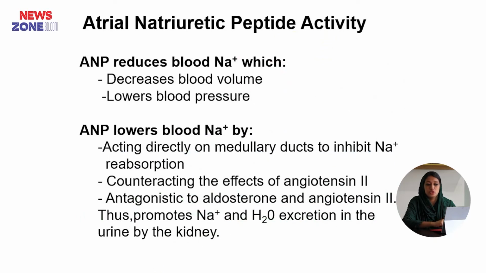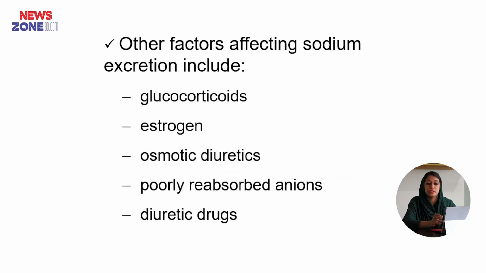Atrial natriuretic peptide reduces blood sodium concentration, which decreases blood volume and lowers blood pressure. Atrial natriuretic peptide lowers blood sodium ion by acting directly on the medullary duct to inhibit sodium reabsorption, and counteracting the effect of angiotensin 2. It is an antagonist to aldosterone and angiotensin 2, thus promoting sodium and water excretion in the urine by the kidney. Other factors affecting sodium ion concentration or sodium excretion include glucocorticoid, estrogen, osmotic diuretics, poorly reabsorbed anions, and diuretic drugs.